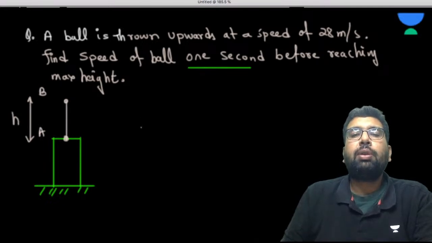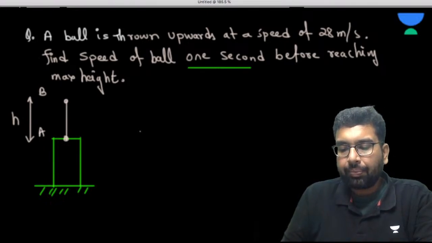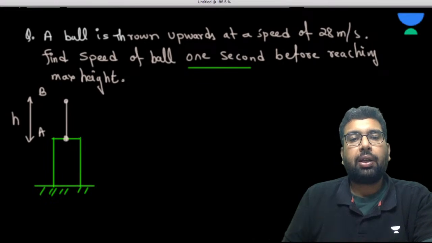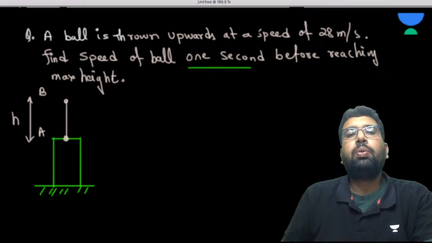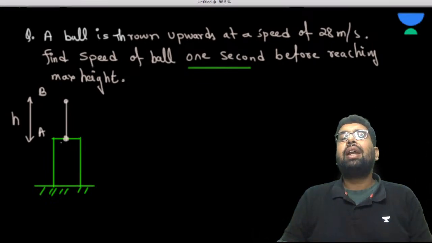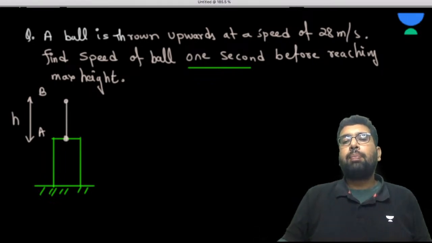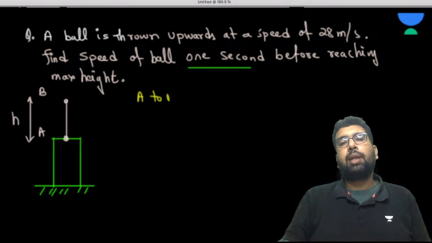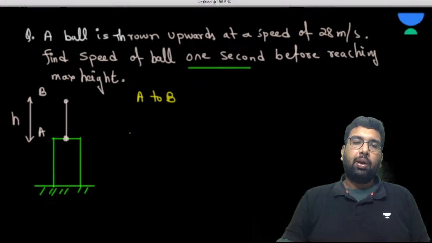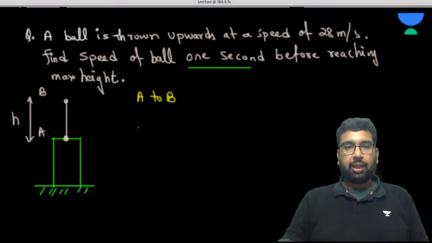So first thing that we must know is what time it takes to reach the maximum height, isn't it? Now, for that, I'll be applying the equation of motion from A to B. Now from A to B, the initial velocity is 28 meter per second.